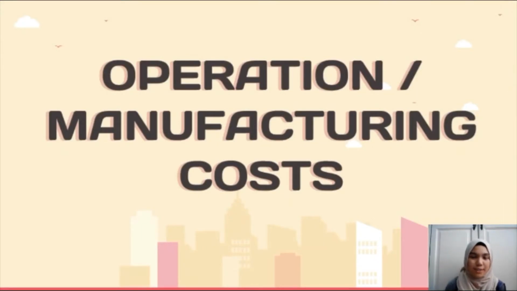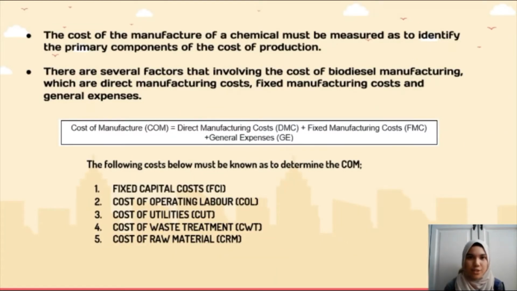Now I'm going to explain about the operation or manufacturing cost in our biodiesel plantation. The cost of the manufacture of a chemical must be measured so as to identify the primary components of the cost of production. There are several factors involved in the cost of biodiesel manufacturing, which are direct manufacturing costs, fixed manufacturing costs, and general expenses. To obtain the cost of manufacture, we need to add the direct manufacturing cost to the fixed manufacturing cost and also the general expenses.